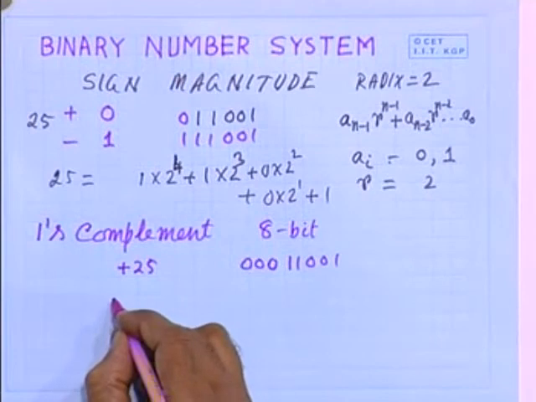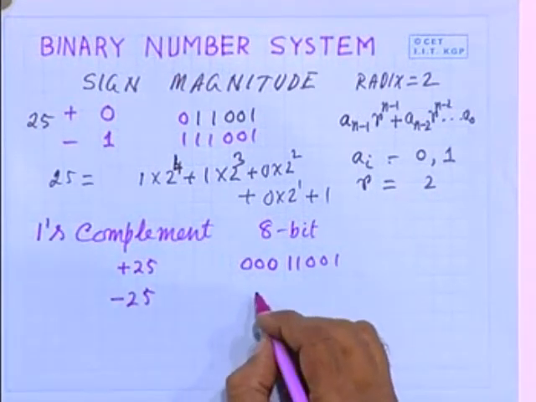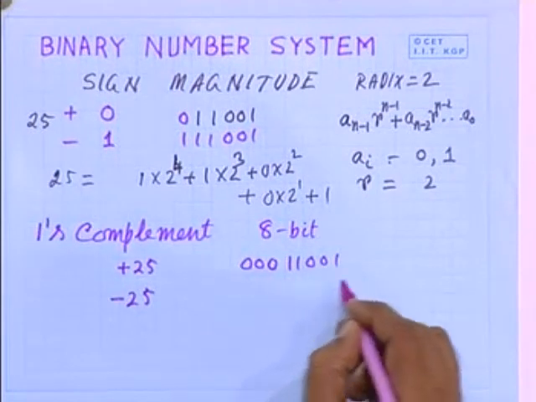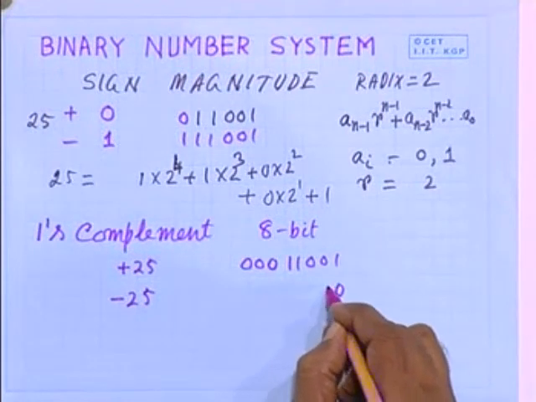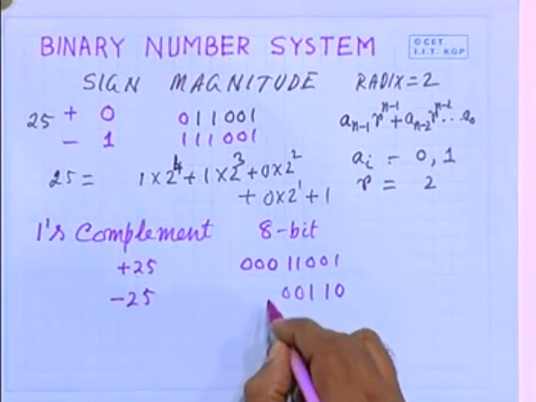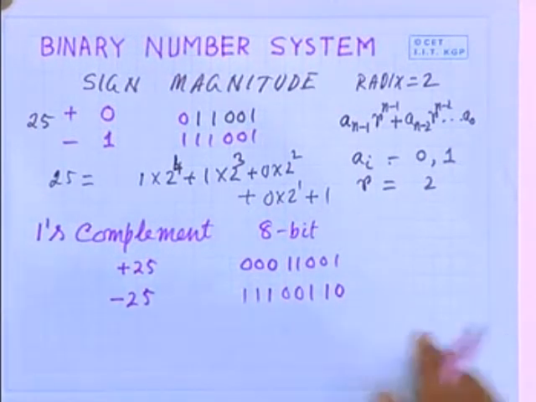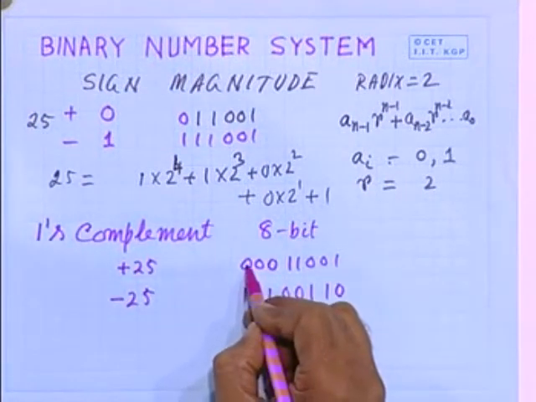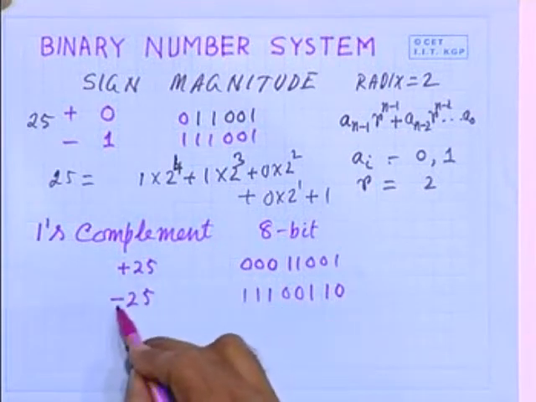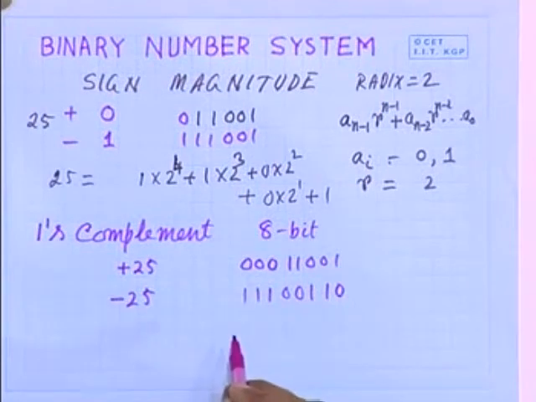How do you represent minus 25 in ones complement form? It is simply bit by bit complementation of each bit. We get 1 1 1 0 0 1 1 0, and this is the minus 25 in 1's complement form. And here we see that sign for positive is 0, sign for negative is 1. That is being retained, and we get this representation.